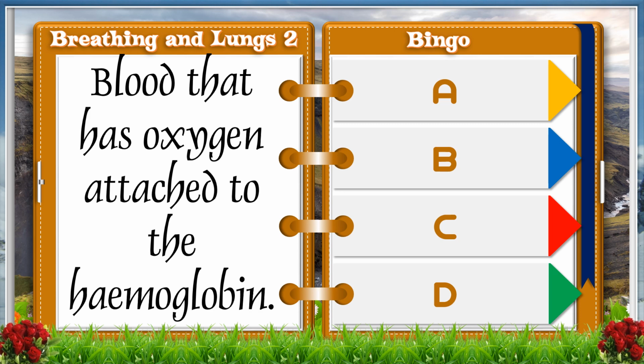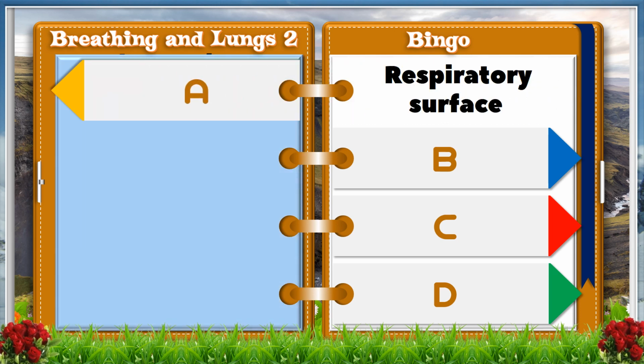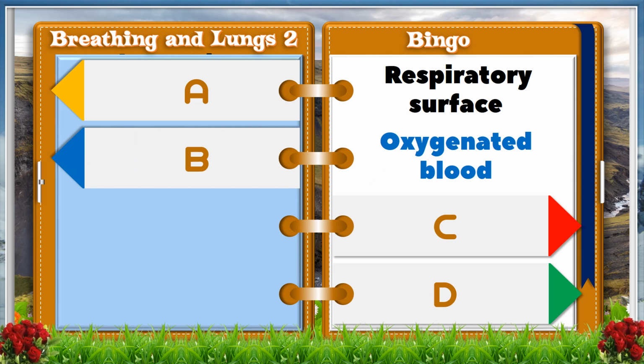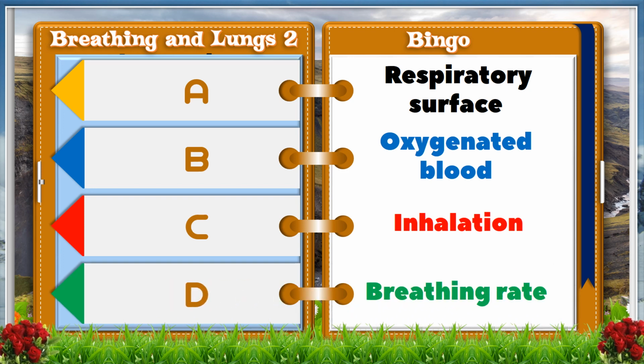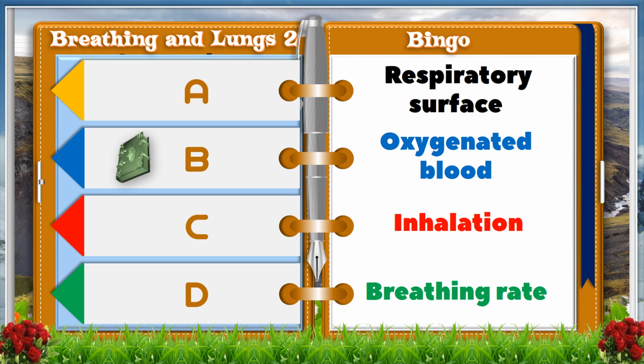Blood that has oxygen attached to the hemoglobin. A. Respiratory surface. B. Oxygenated blood. C. Inhalation. D. Breathing rate. And the answer is B. Oxygenated blood.